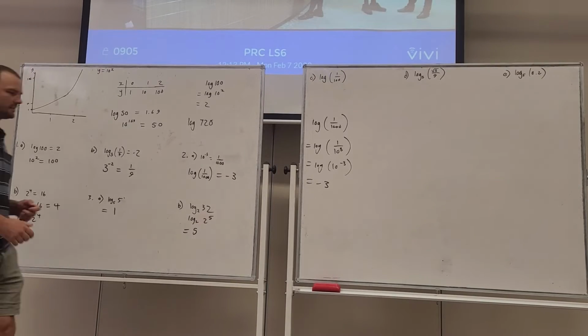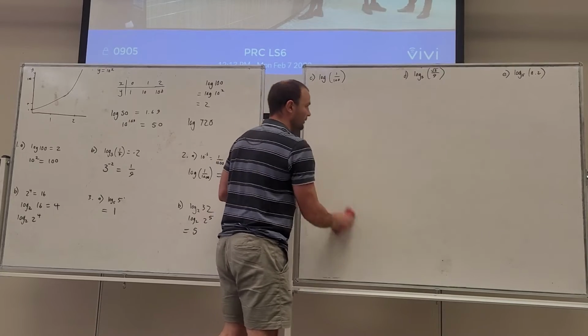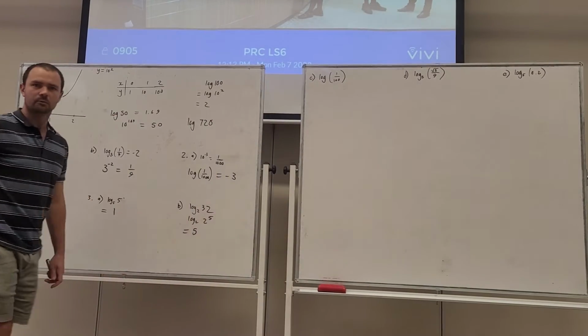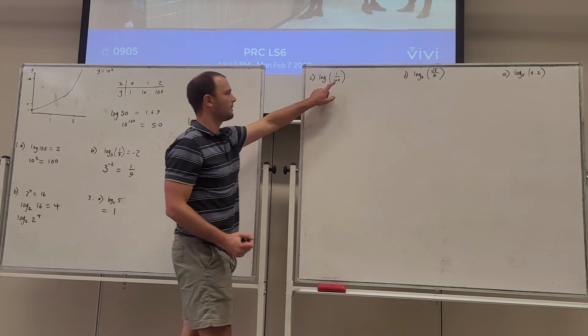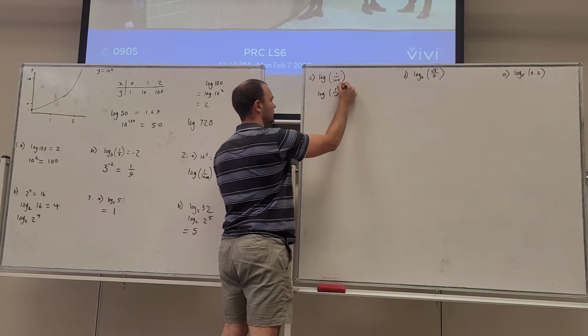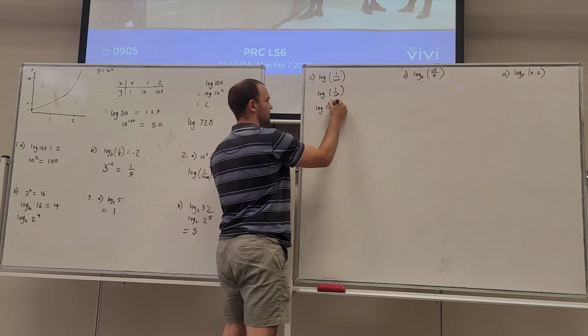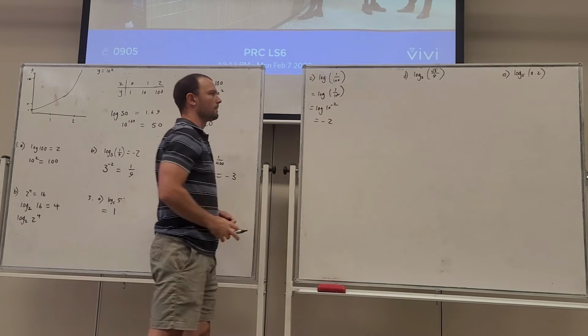Let's move up here to C. We've got log of 1 on 100. There's no base written there, which means the base is 10. So we need to express this number as a power of 10. We've got log of 1 on 10 squared, which is log of 10 to the minus 2, which simplifies to minus 2.